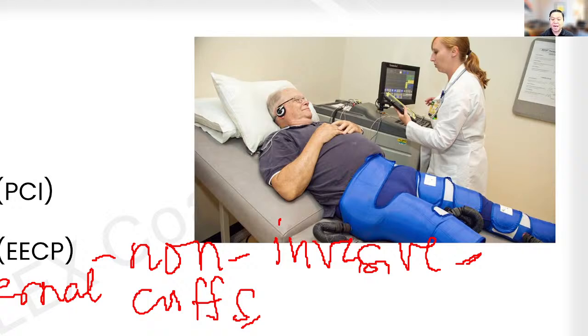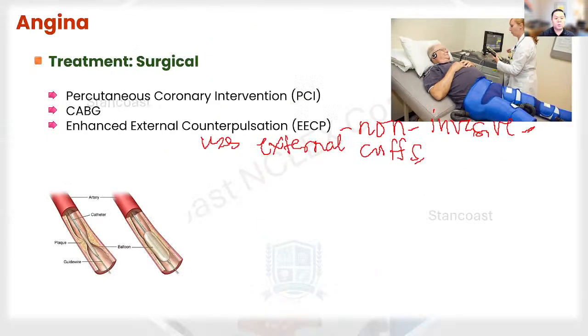So this is non-invasive. It involves the application of the cuffs around the legs and the buttocks, and again, it will be in synchrony with the heart rhythm to supply blood to the coronary arteries. So this is only suitable for those patients with chronic stable angina. That's the only drawback. It will only be applicable to those patients with chronic stable angina. It will not work for the other types.